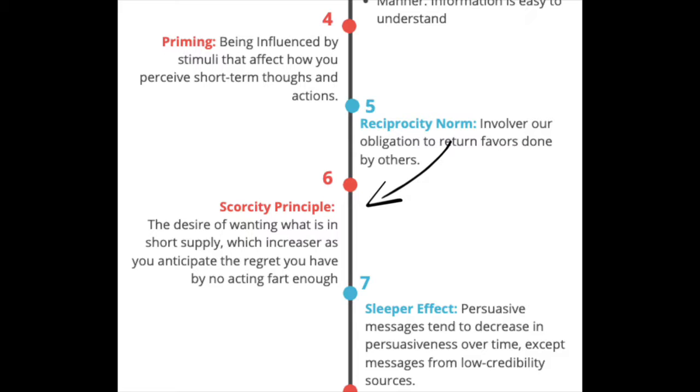This one reduces the regret of having and not acting fast enough. The seventh one is the sleeper effect. This one is how persuasive messages tend to decrease in persuasiveness over time, except messages from low credibility sources. As an example, when you use credible sources, you can increase the possibility of influencing other people.